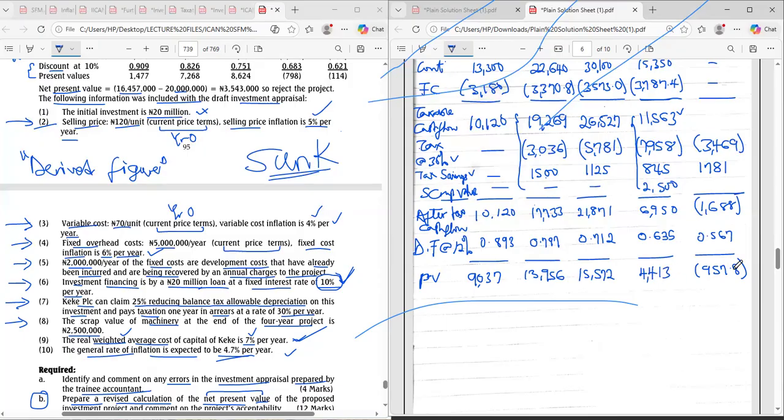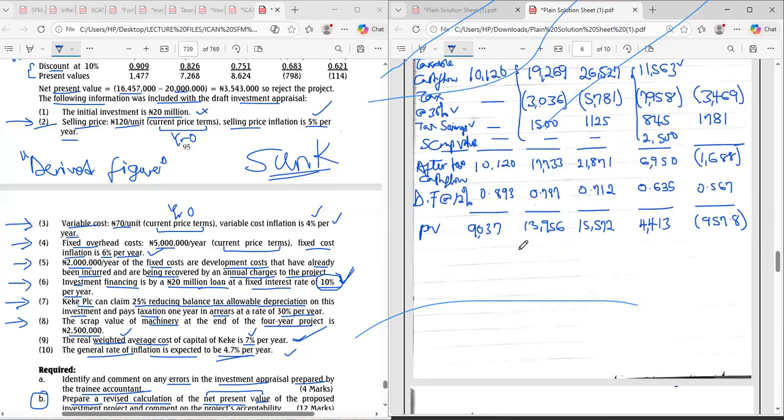Are you sure this one is 957.8? 1688 times 0.567. 957. 957.5. How? There has to be decimal points now. What are you getting? The 957 point. Okay, you multiply with the full one. No wahala. All right, so since we have our present value, please add everything together.